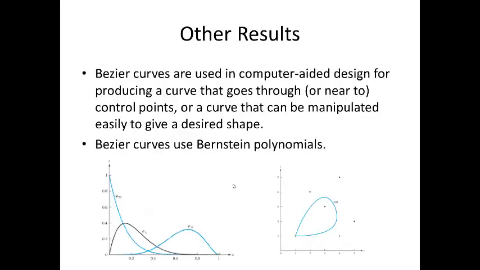Another similar technique is Bezier curves, which are used in computer-aided design for producing a curve that goes through or near a large number of control points, or a curve that can be manipulated easily to give a desired shape. These Bezier curves use Bernstein polynomials, which were discovered in 1912 by Sergei Natanovich Bernstein, not Erica Bernstein from our math department.